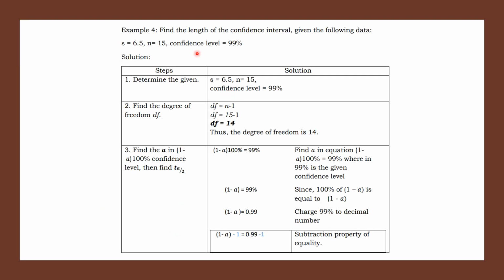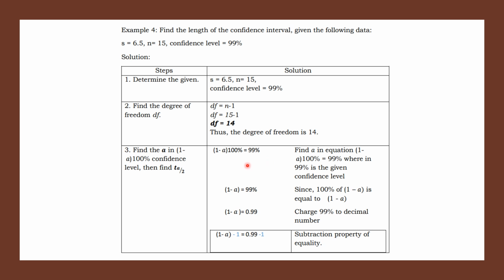Example number 4. Find the length of the confidence interval given the following data. We have standard deviation 6.5, sample size equals 15, confidence level is 99%. So write down the given, and then the next step is to find the degrees of freedom. Using the formula, df is equal to n minus 1. Then substitute the given. So n equals 15, then 15 minus 1. Therefore, the degrees of freedom is equal to 14.